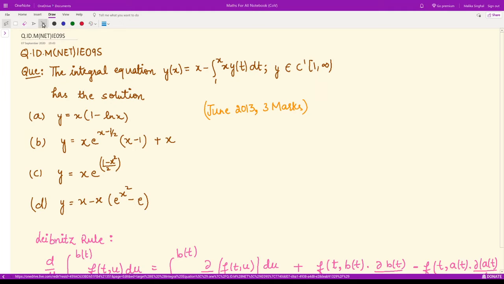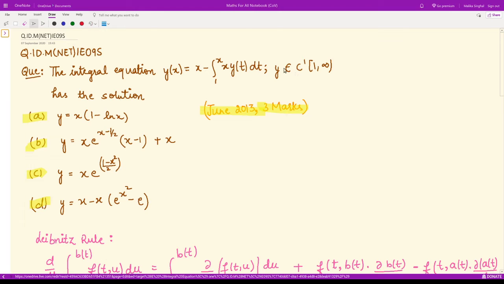In this video, we are going to see a question from June 2013 consisting of 3 marks. The question is: the integral equation, which is a Volterra kind of equation, has a solution among which of these? Which of these is the solution of the given Volterra kind of equation? So let us look at the solution.